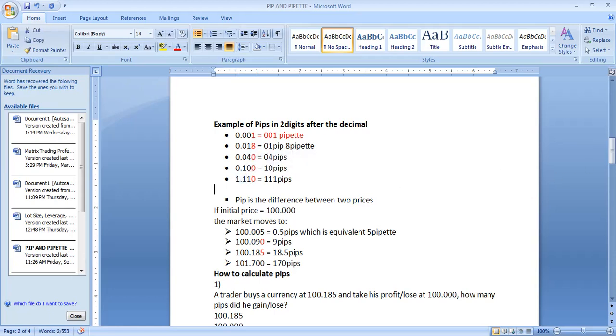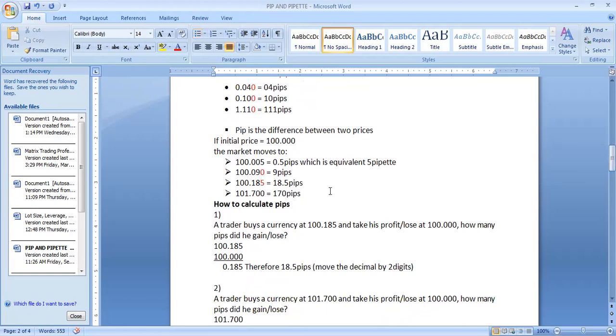The same thing is what we do. The trader buys at this price and closes at this price. Now, in this case, look, he bought at 0.185, closed at 0.00. So the price he closed is below the price he bought, meaning this is going to be a loss. So you subtract the price he bought and the price he closed, and we're going to get 0.185. So move the decimal here by 2. Initially, we were moving by 4, now we're moving by 2. It means 18.5 pips. Hence, he made a loss of 18.5 pips.